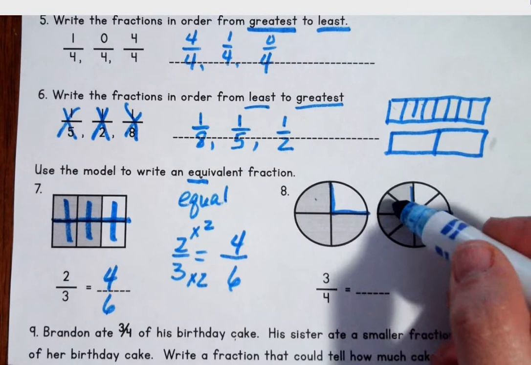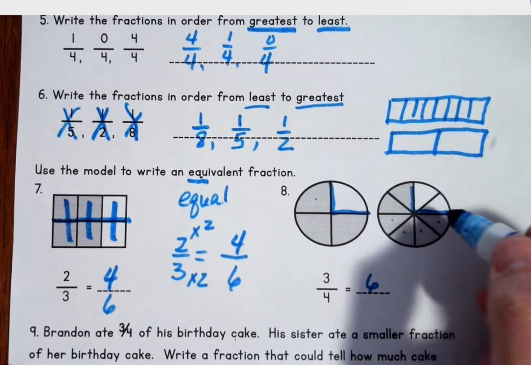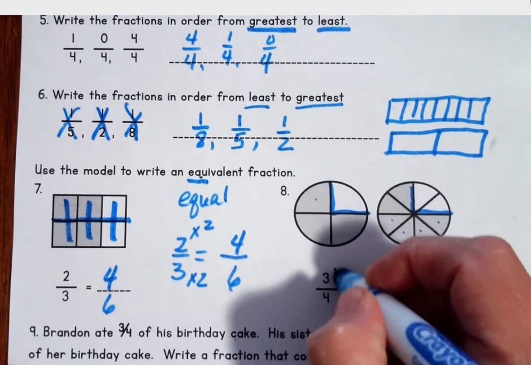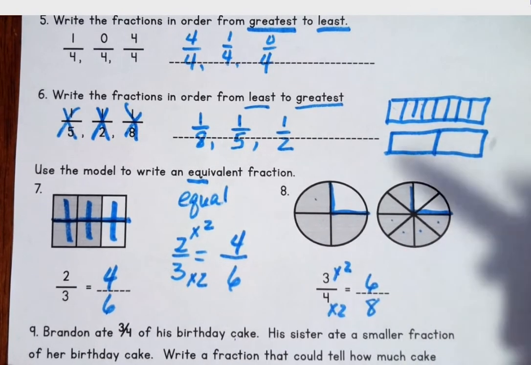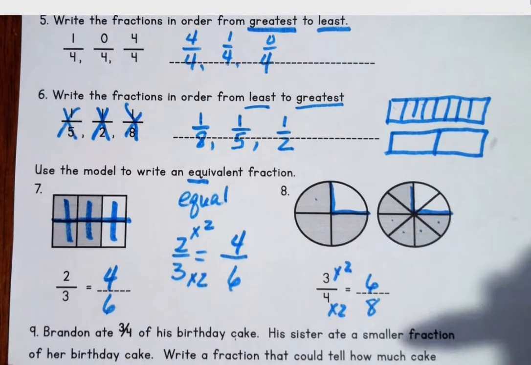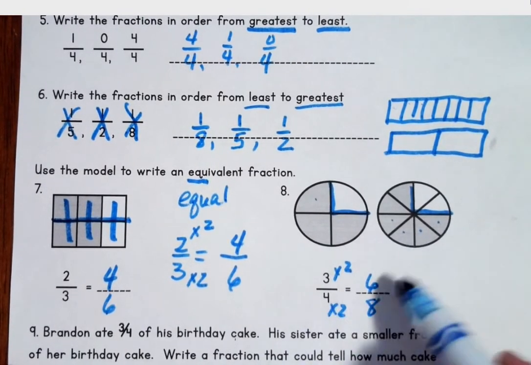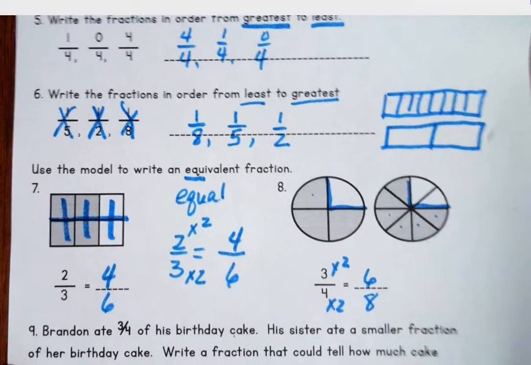So we have 1, 2, 3, 4, 5, 6. 6 pieces out of 8. Okay, so let's check that. If we do 3 times 2 and 4 times 2, because whatever you do to the numerator, you have to do to the denominator to find an equivalent fraction. 3 times 2 is 6. 4 times 2 is 8. It works. All right, here we go.